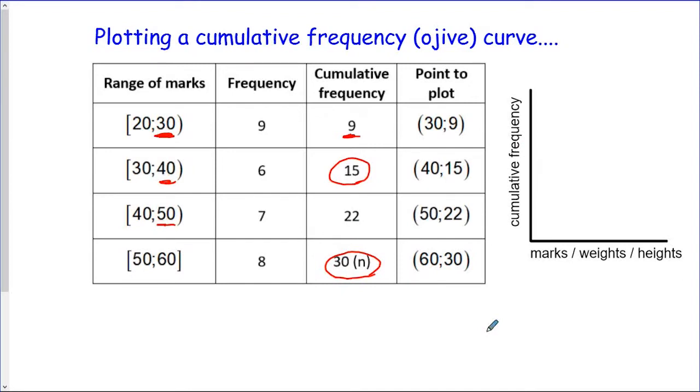The normal shape, and I'm not drawing this one accurately, of one of these cumulative frequency curves is a kind of elongated S. And the last point that we plot is always N. We always plot the marks, the weights, the heights, whatever they are, on the horizontal axis and our cumulative frequency on the vertical axis.